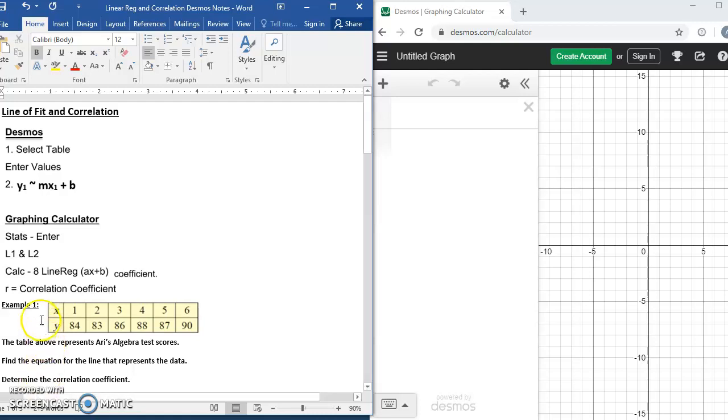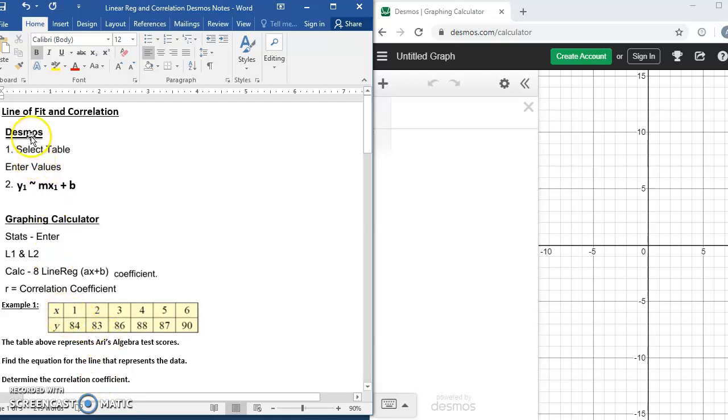With our first example here, we have a table that represents Ari's algebra test scores. We're going to find the equation of the line that represents the data, and then we're also going to use the data that we're going to get from Desmos in order to look at what's called a correlation, or a relationship between the input and the output.